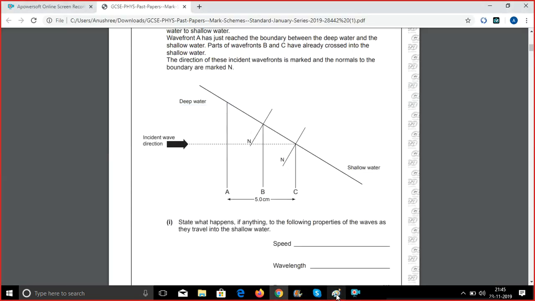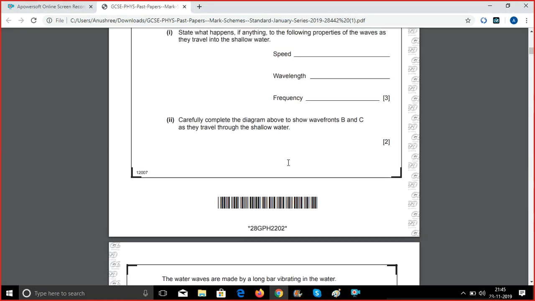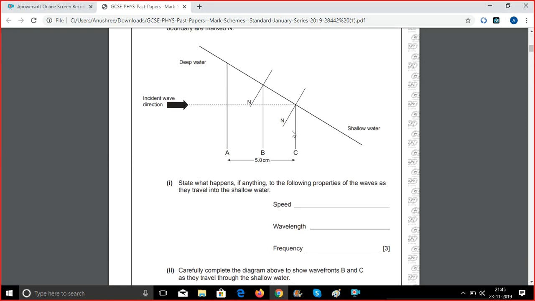Now the next one is: carefully complete the diagram above to show wavefronts B and C as they travel through the shallow water. So these are the wavefronts B and C, and you have to complete that. All right then, complete the diagram. Okay. Wavefronts B and C as they travel through the shallow water.